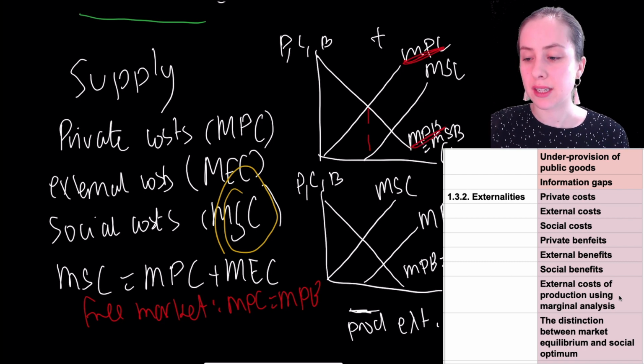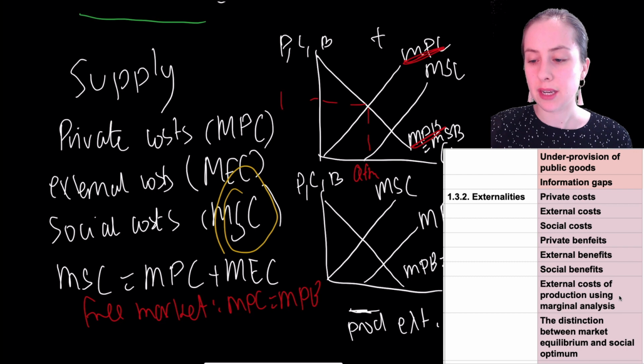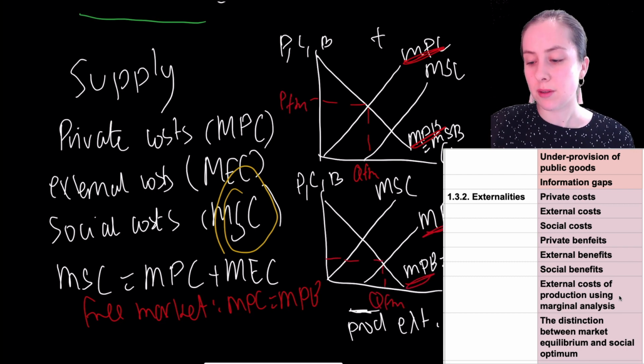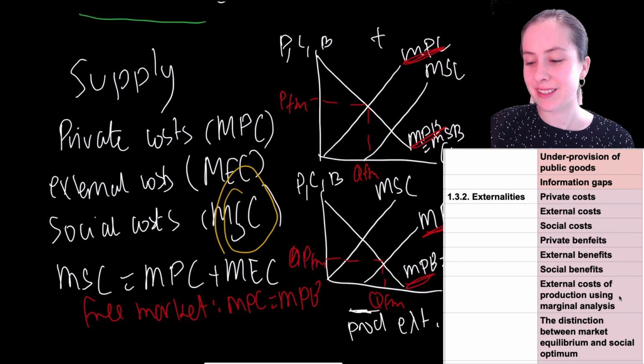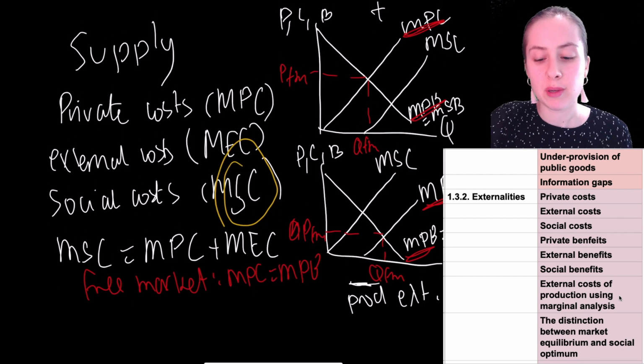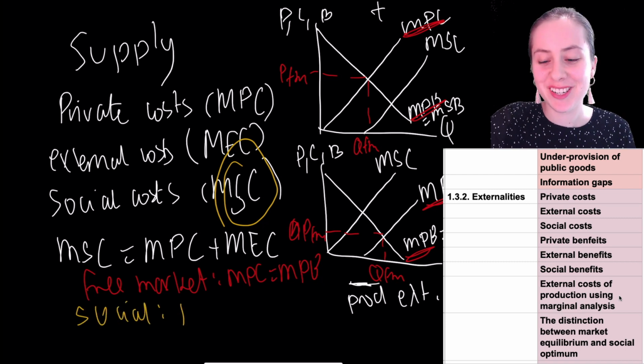So the free market is going to look at this one, collaborate with this one, and that's going to be the free market quantity and the free market price. This one with this one: free market quantity, free market price. It would be ideal though if people had really considered the benefits to everyone, not just themselves.